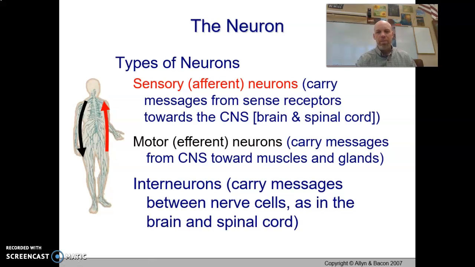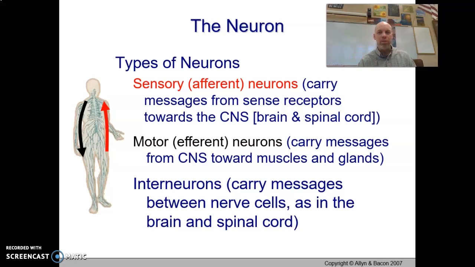Interneurons are going to carry messages between nerve cells, sometimes within brain and spinal cord, sometimes it'll bypass the brain. So think of in terms of reflexes. Let's say that instead of a desk, this was an oven and it was turned on, and I put my hand on the oven, and obviously it's an oven that's hot. I pull my hand away really quick. Well, the interneurons are what allow us to have reflexes like that.